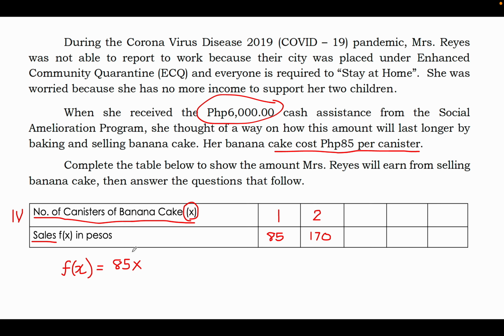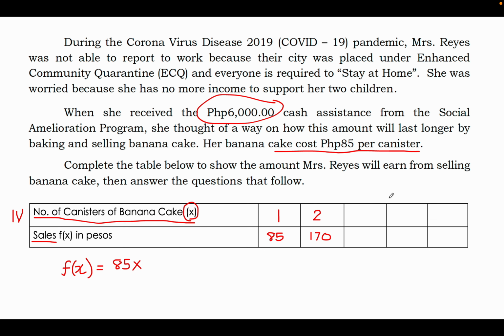Well, without using this function, actually, pwede natin ma-predict eh. Mag-a-add lang tayo ng bawat 85, di ba? Tama? Okay. However, ang question, paano kung nakabenta siya ng 50 canisters? Alangan namang gumawa tayo ng table hanggang 50. Is that still convenient? No. Tama? So, dapat alam natin yung function talaga. So, whatever number of canisters she was able to produce, pwede natin gamitin yung function na yon to know how much is the total sales.